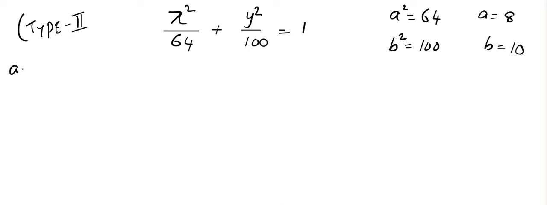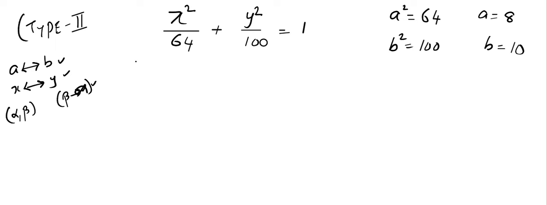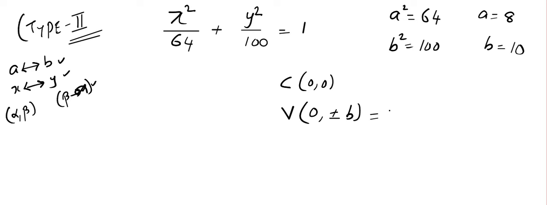And don't forget the trick. A should change into b and b should change into a. X must change into y and y must change into x. And a coordinate in the form alpha beta will be written as beta comma alpha. So if you are able to remember the three important points, you don't have to waste your time memorizing all the formulae for type 2. Okay, let's start with the coordinates. Center is still the origin. The vertices are 0 plus or minus b, and that will be 0 plus or minus 10.